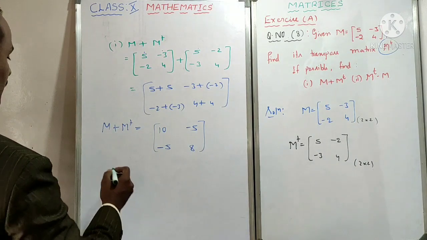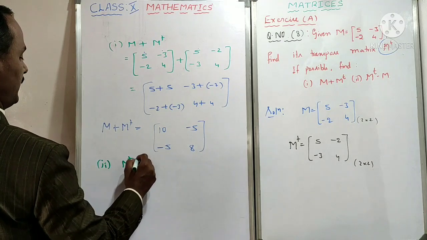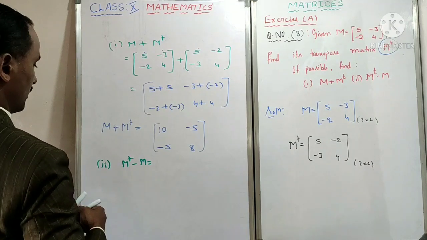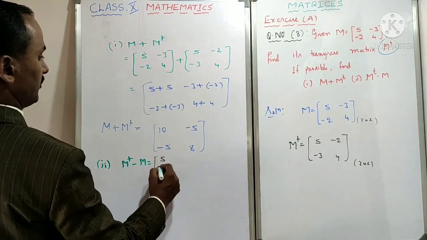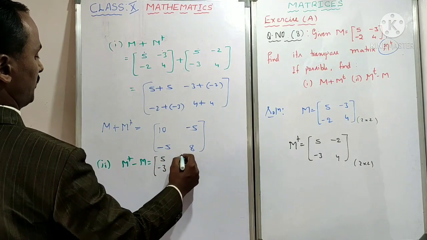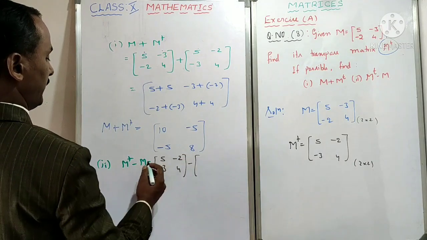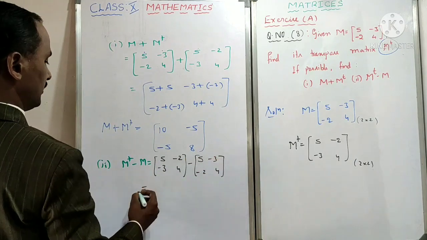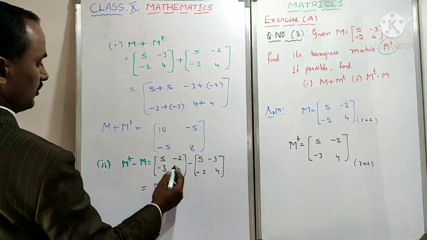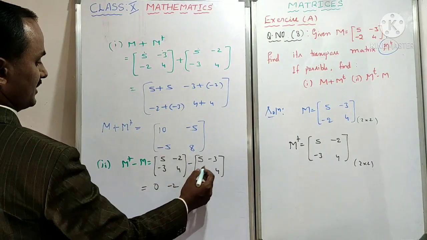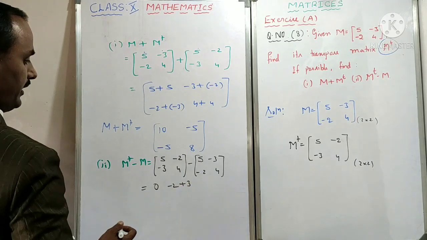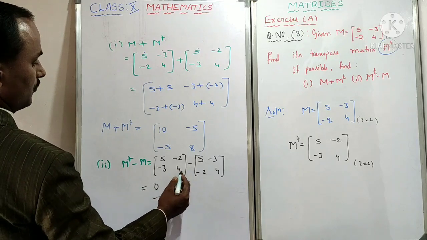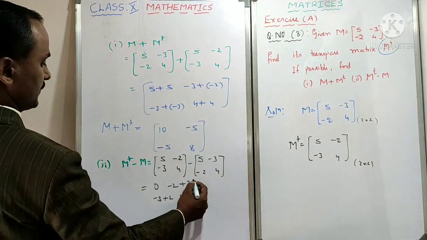Second one, what is there? Subtraction. Transpose of matrix M subtracted with matrix M. I write the transpose of matrix M. What is it? The transpose of matrix M is 5, -3, -2, 4. Then minus matrix M. What are its elements? 5, -3, -2, 4. Now here I will do it directly. 5 minus 5 became 0. -2 minus into minus, plus 3. Okay, now -3 minus into minus, plus 2. 4 minus 4.